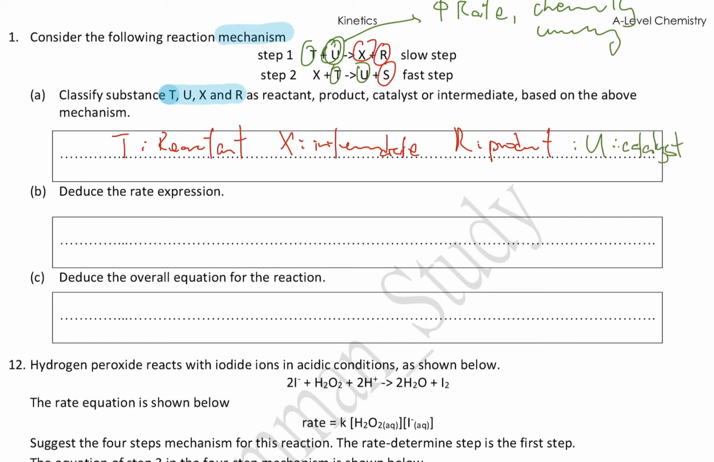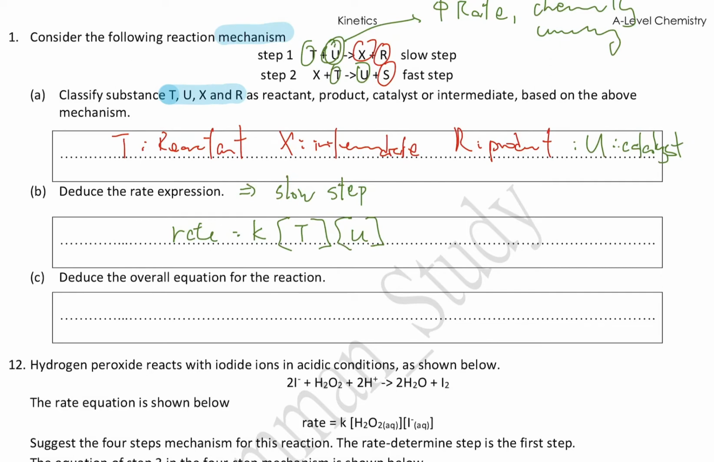For part B, we need to write down the rate expression. Just like what I said in the last video, it only relies on the slow step. In the slow step, the only reactants are T and U, so we just write down T and U. Even though the catalyst is not really important, we can still write it down, and it can be included in the rate equation.